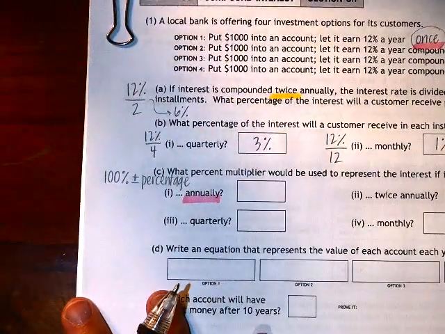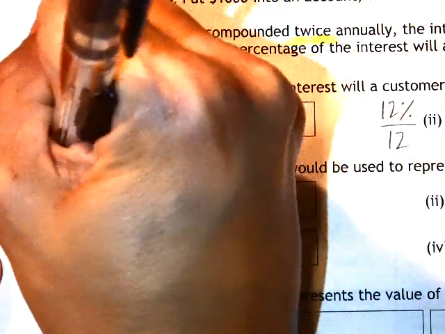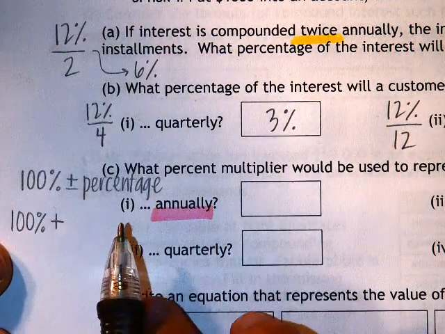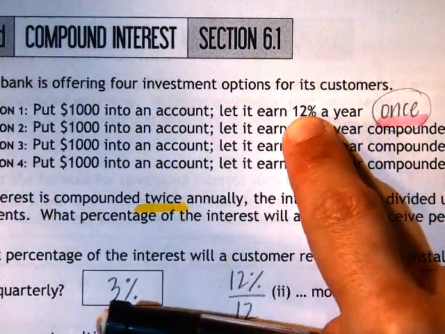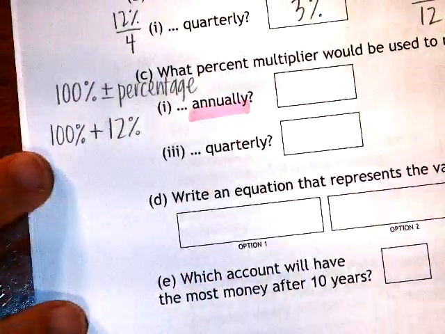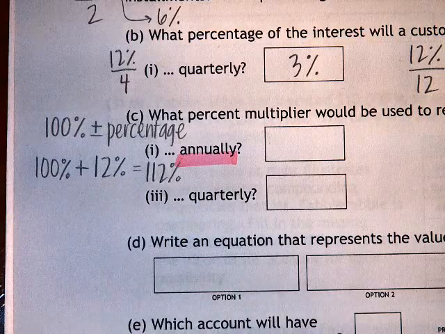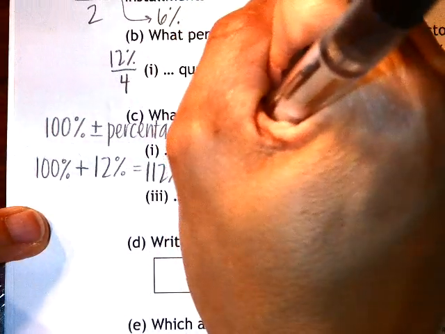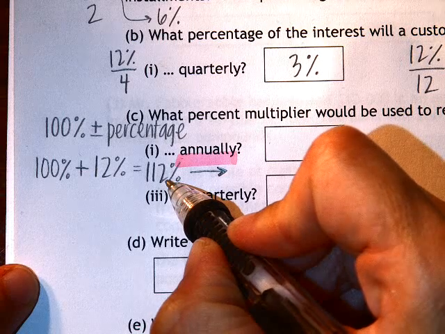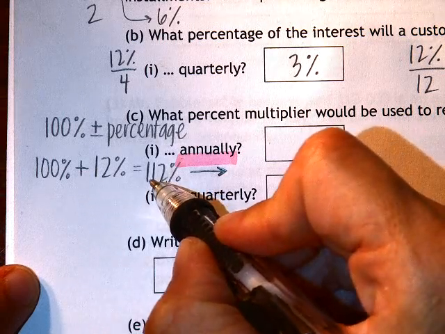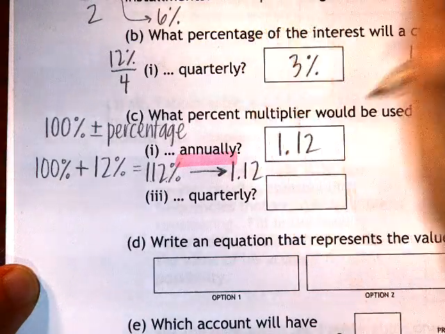So if I use the structure that I think I'm going to use, that's 100%, that's all the money I have, plus, because we're adding the interest value, interest always increases the value of your account. The percentage that they told us in option 1 was 12% a year. And 100% plus 12% is 112%. Now that's not the multiplier. 112% is the percentage, and we hopefully will remember that to convert this to a multiplier, we take its existing decimal point, which is currently at the end of the number right after the 2, and we move it 2 places to the left. So that would put the decimal at 1.12. That's what we call the percent multiplier.